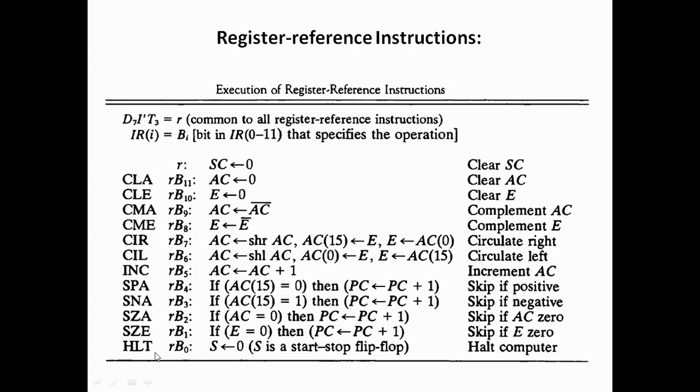And last is HLT, which means halt the computer. Whenever halting is to be done, this should be 1, and there is an S flip-flop in the processor, that is called a start stop flip-flop. This flip-flop will be put to 0, which will halt the processing of the programs. It will halt the computer. So these are the 12 register reference instructions.